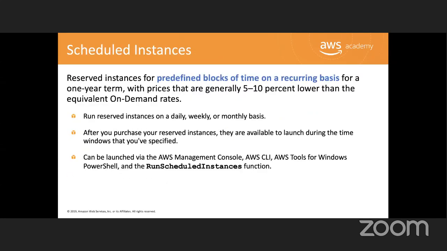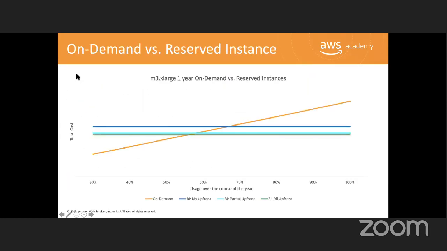Scheduled instances, very easy as well. Reserve instances of predefined blocks of time on a recurring basis for a 1-year term with prices that are generally 5-10% lower than the equivalent on-demand rates, right? So the fact that you said reserved instances, it depends on, like we said before in this graphic, you may say, oh, reserved, I save more. No, it depends on the traffic, right?